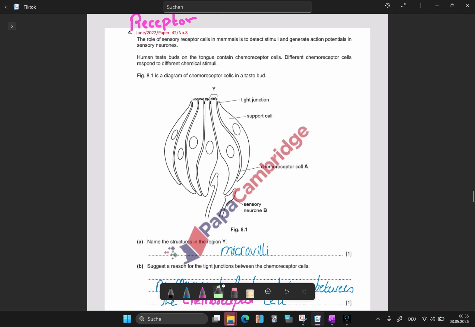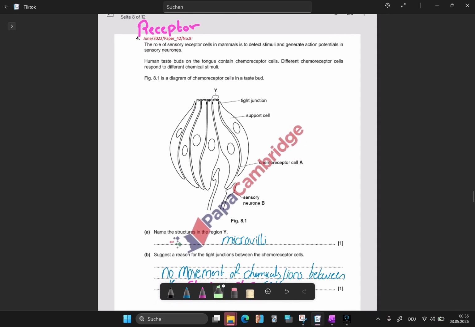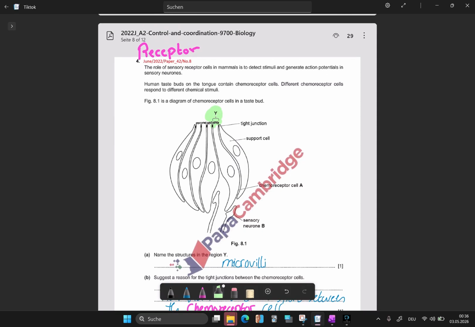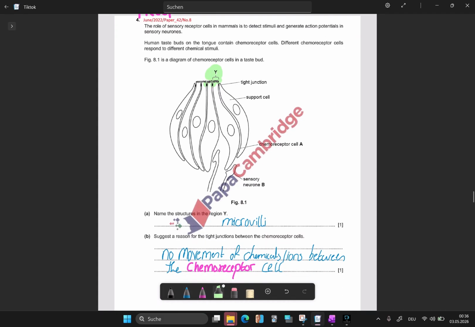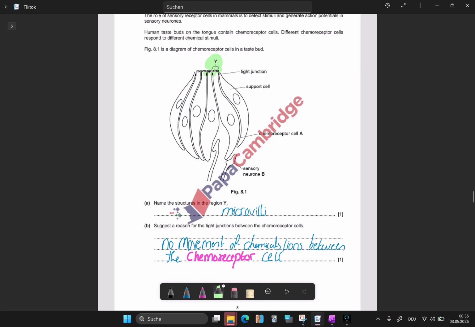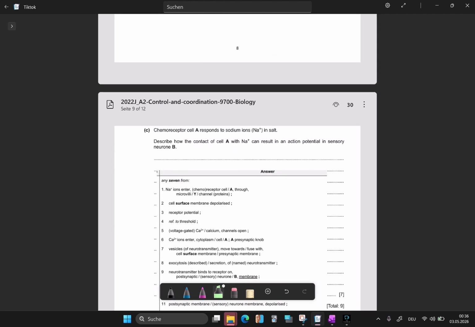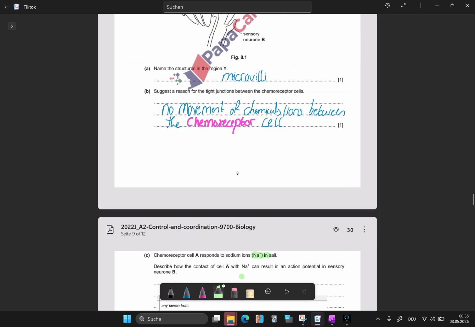Now for this question about the chemoreceptor, you have to memorize the chemoreceptor. I'm going to explain it here so you know it. Firstly, we have this here, Y, that's microvilli, and those here are tight junctions. You can see them labeled. What is the function of those? They prevent ions from moving between the cells. Now we have chemoreceptor A responds to sodium in salts. Describe how the contact of cell A can cause an action potential in B.